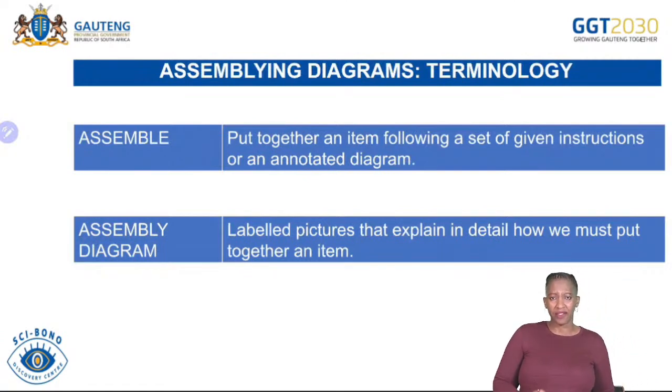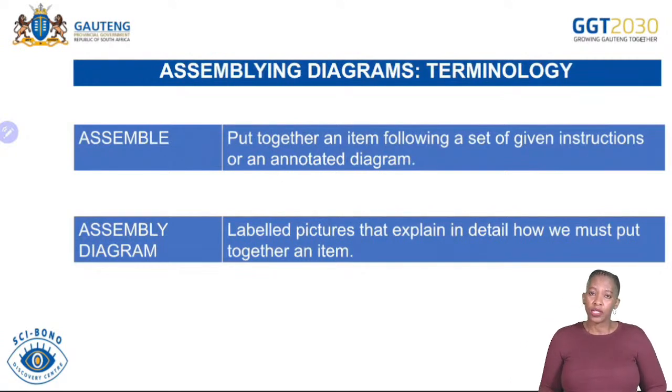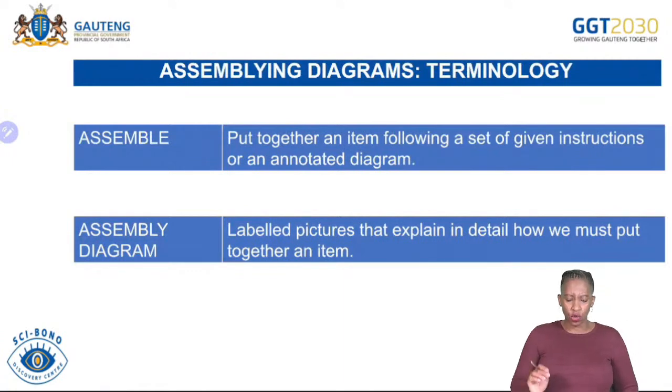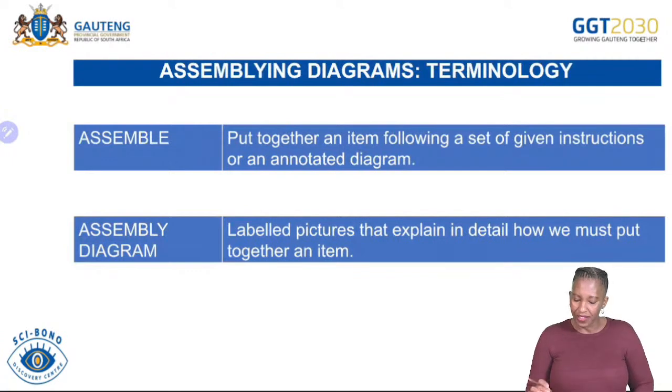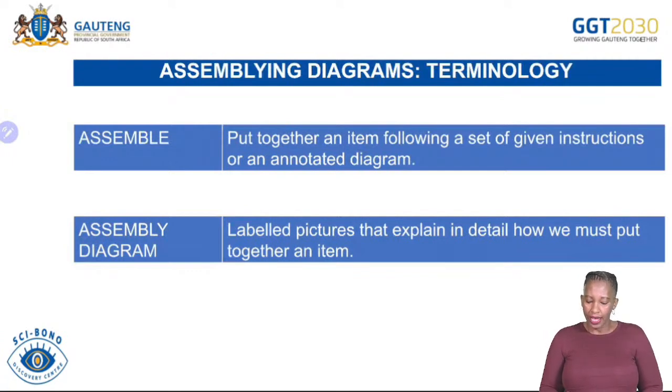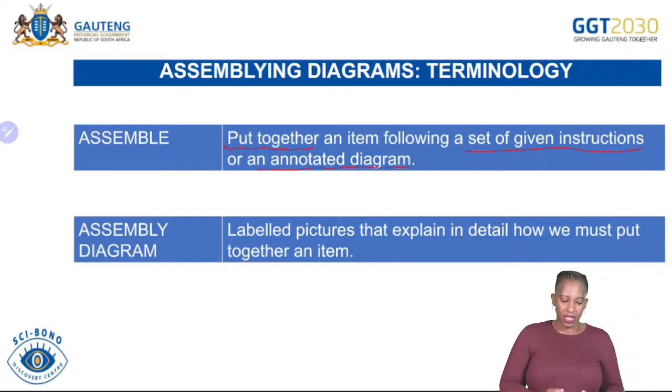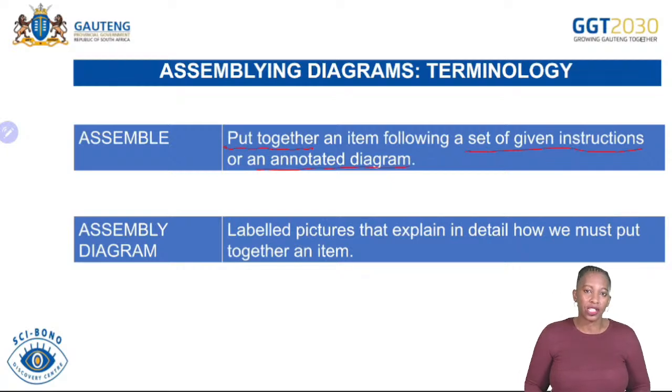So coming to our definition, the terminology that is used in assembly. To assemble is to put together an item following a set of given instructions or an annotated diagram. So we do what? We put together an item following a set of given instructions or an annotated diagram. So we assemble, we put those things together. We follow the instruction sheet.